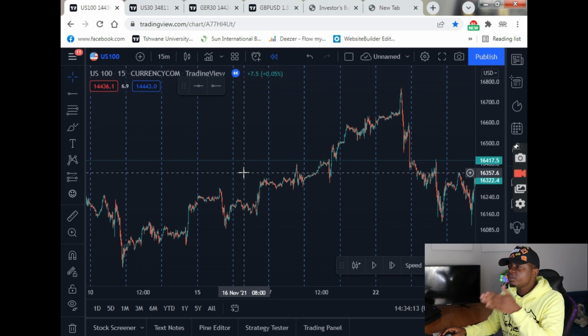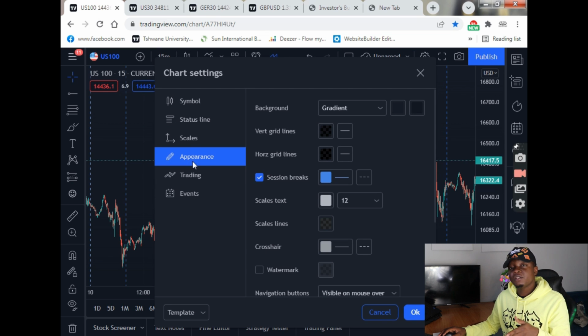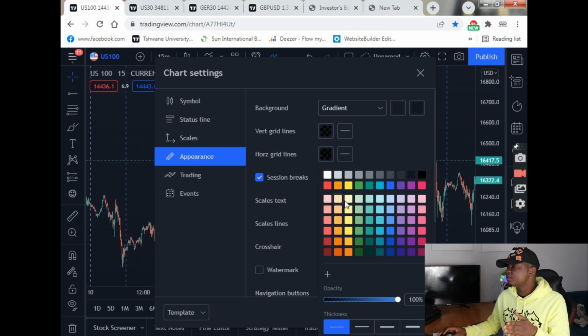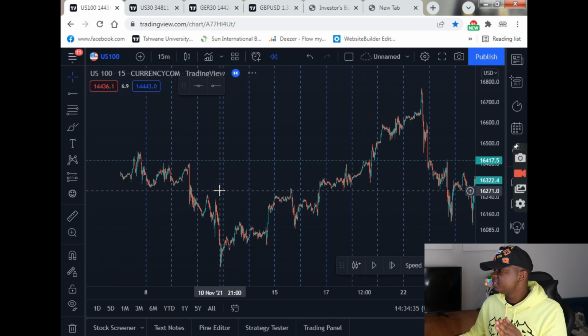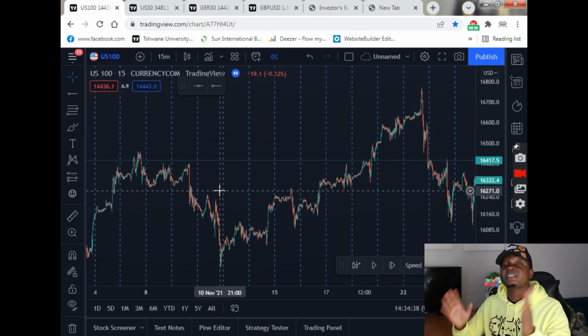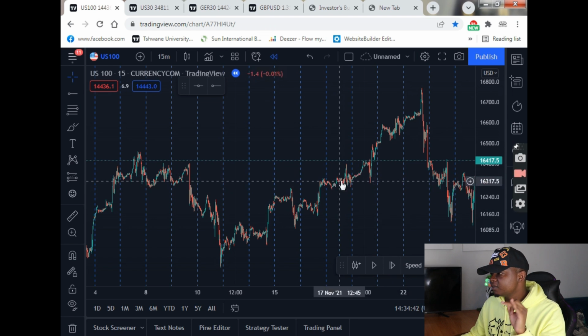So if you don't have them on TradingView, you can actually go to settings, even here, and come here to appearance. Just click here, session breaks. So once you click it, it will start to show. And you can also customize this session breaks to the color you want. So mine is blue, as you can see. So let's just leave it like that. This is the first thing you must have on your chart before you use the strategy on M15 or H1.